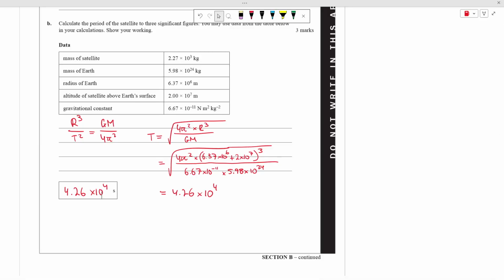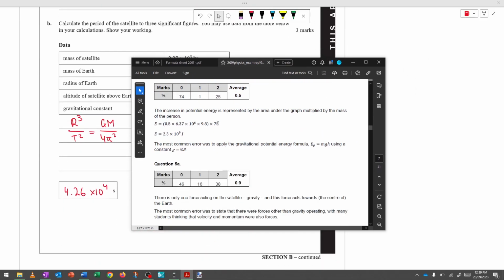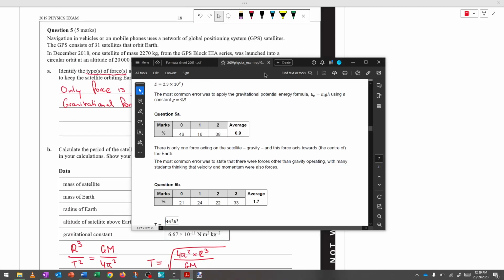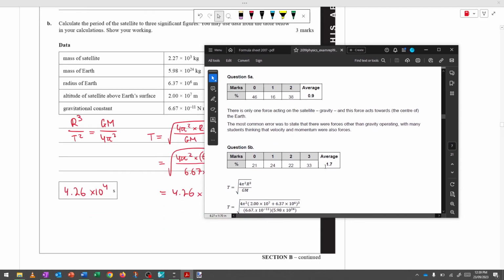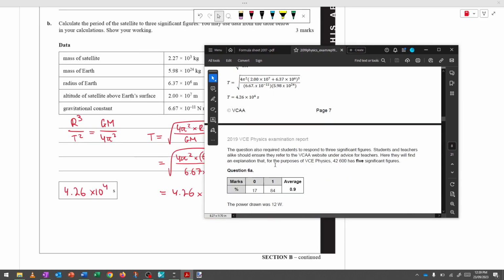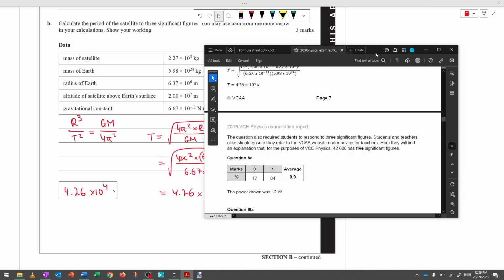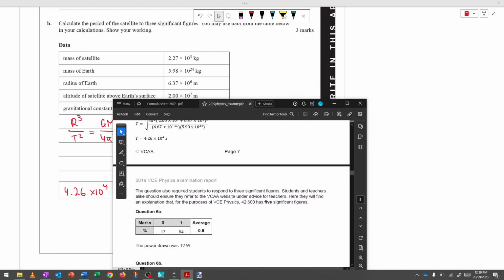Alright, let's go have a look at the report. So this was question 5. For the first one, yep, the only force is gravity, and it acts towards the center of the Earth. Yep, we got all that. Second question, period. Yep, so they just use that formula. There you go. Did it say significant figures? Yes, 3 significant figures. Cool.